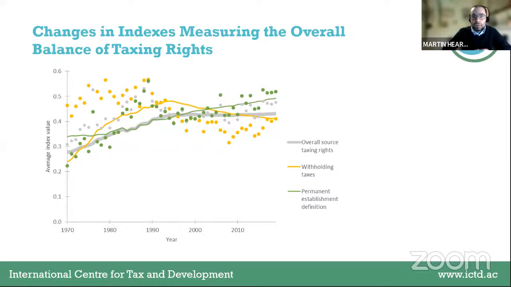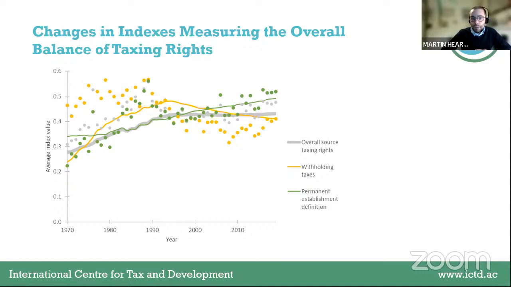So what you're seeing here is that the gray line increases until the mid-1990s, and then it flattens. So looking at treaties as a whole, there's something going on that makes them more source-based until the mid-1990s, and then it plateaus. We can understand what's going on if we look at the yellow and green. What we can see is that from the mid-1990s, withholding tax rates in treaties have been declining. Remember, this is all treaties signed by developing countries, whether that's treaties with other developing countries or with OECD countries. You can see withholding tax is declining, and you can see permanent establishment definitions becoming wider, becoming more expansive, and therefore more source-based. So that's the broad overall finding.